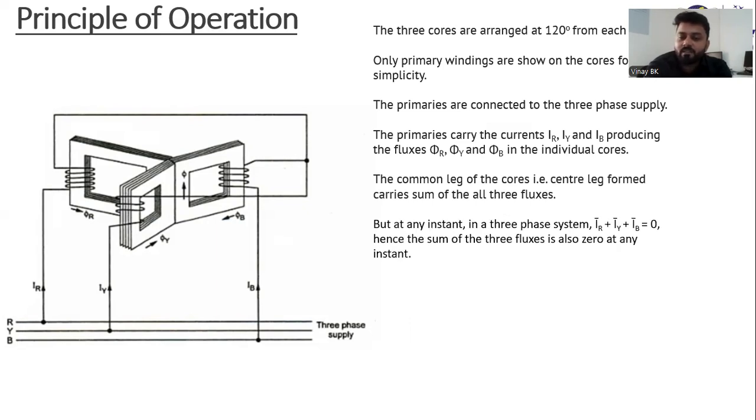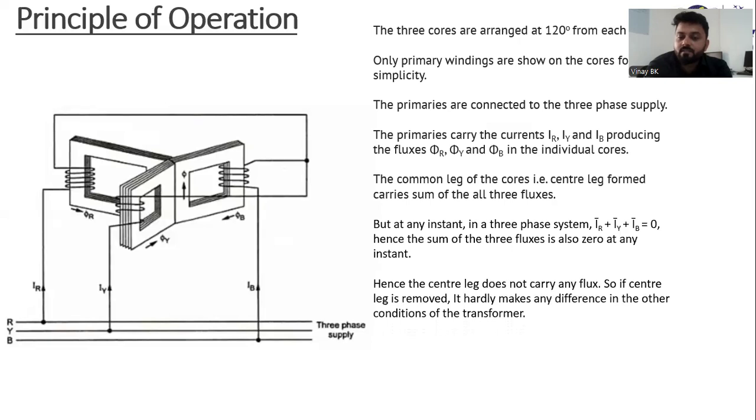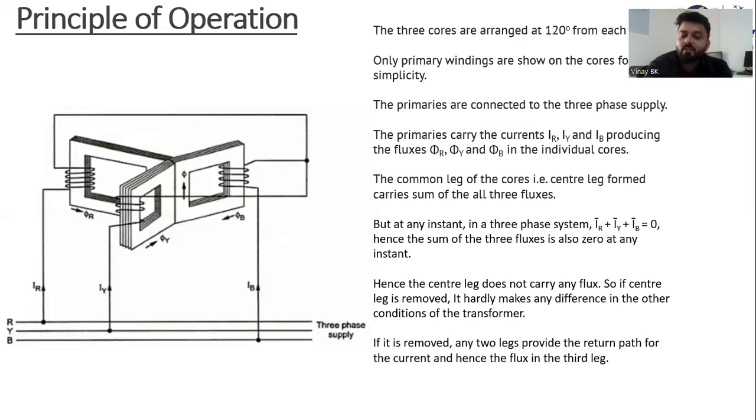At any instant in a three-phase system, the sum of the currents flowing through the individual phases is equal to zero. That means the sum of the three fluxes is also zero at any instant. Hence, the center leg does not carry any flux. So if the center leg is removed, it hardly makes any difference to the other conditions of the transformer. If it is removed, any two legs provide the return path for the flux in the third leg. This is the general principle used in the design of three-phase core type transformers.